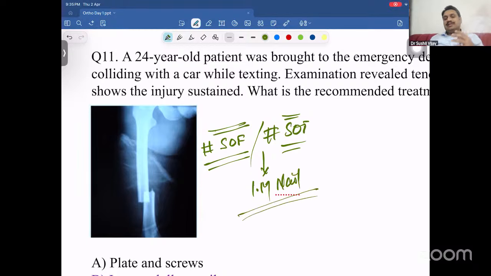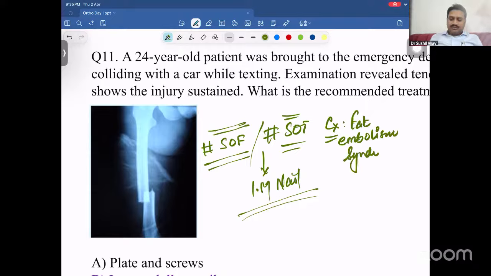Now, in your exam, usually for shaft of femur and shaft of tibia, they don't ask you about the implant of choice, right? They most often ask you the complication that can happen because of this fracture shaft of tibia or the femur, and the complication that we usually see is fat embolism, right? It is fat embolism syndrome.